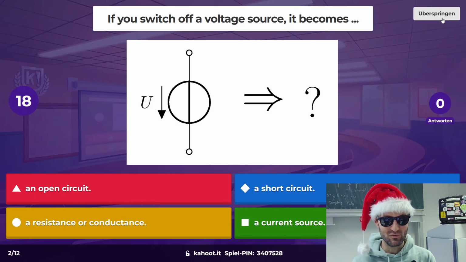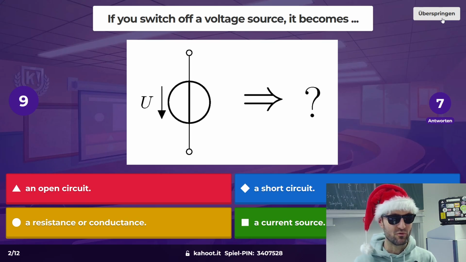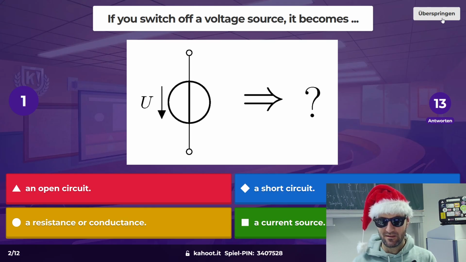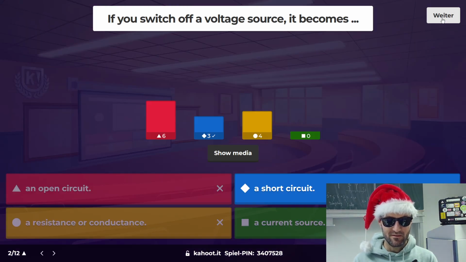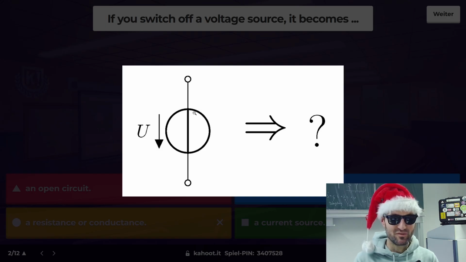So the next question is, if you switch off a voltage source, what will the voltage source become? Will it become an open circuit? Will it become a short circuit? Will it become a resistance or conductance? Or will the voltage source turn into a current source? Okay. Oh, only 3 persons with the right answer. So the rule that you can remember is if you switch off such a source, you always remove the ring, or you remove the circle. And if we remove the circle from this voltage source, it will be a short circuit.